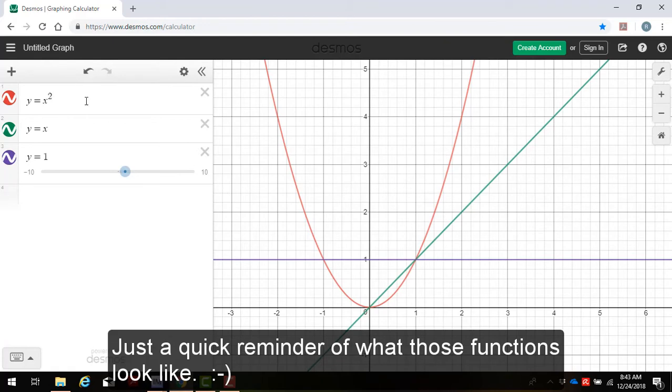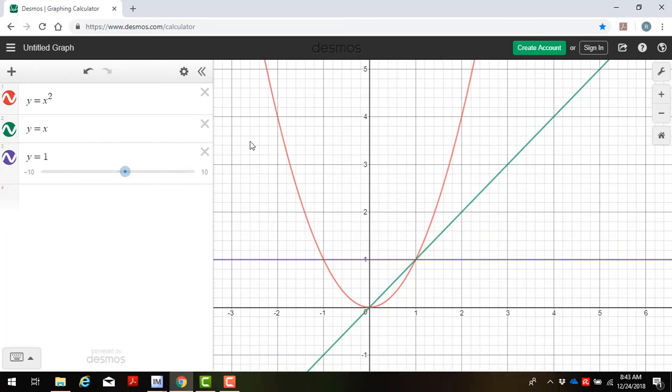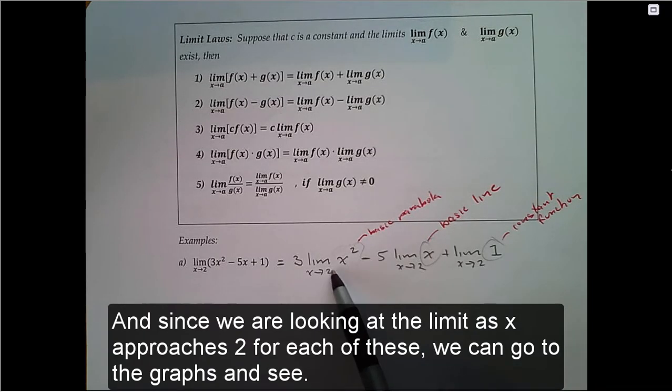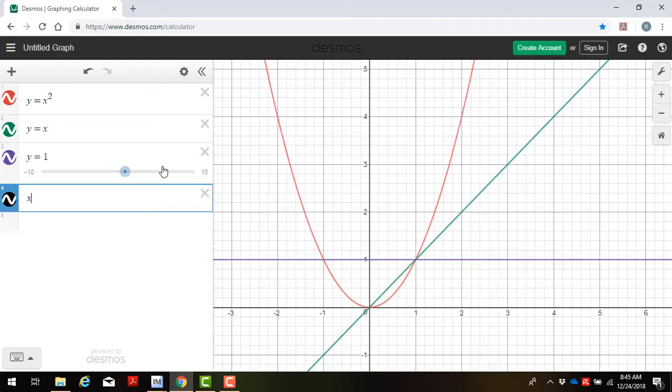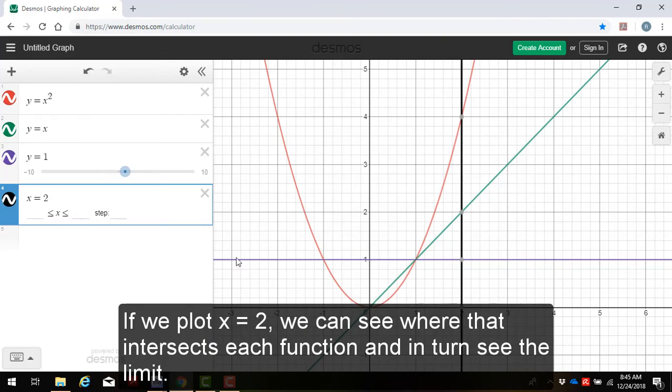Just a quick reminder of what those functions look like. And since we are looking at the limit as x approaches 2 for each of these, we can go to the graph and see. If we plot x equals 2, we can see where that intersects each function and in turn see the limit.